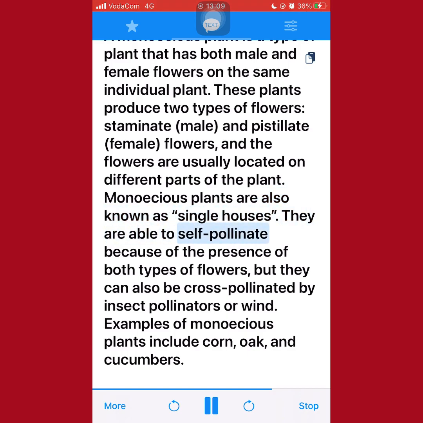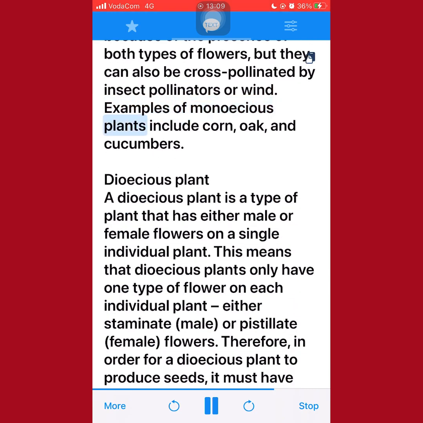They are able to self-pollinate because of the presence of both types of flowers, but they can also be cross-pollinated by insect pollinators or wind. Examples of monoecious plants include corn, oak, and cucumbers.